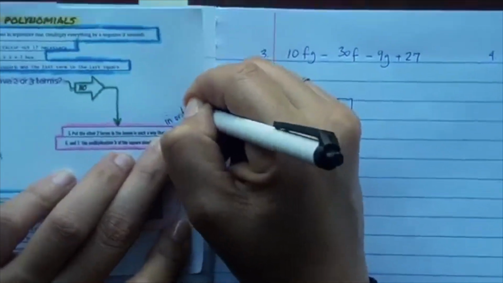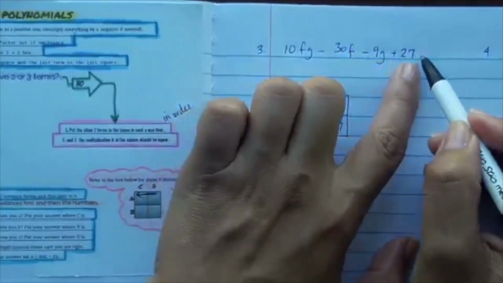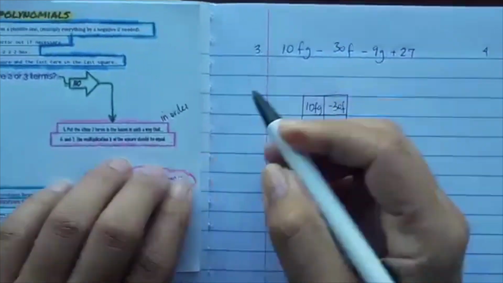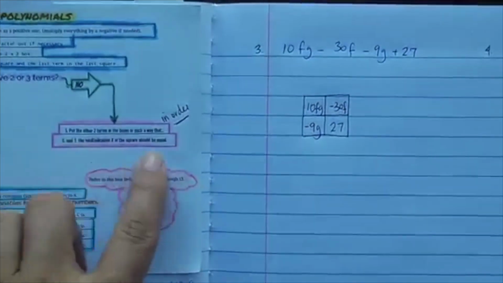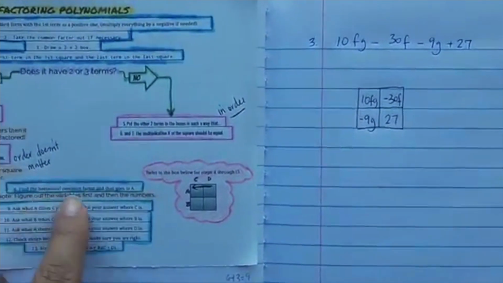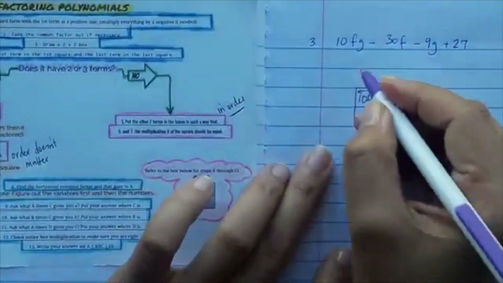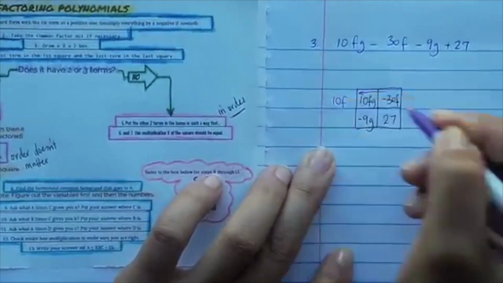So go ahead and write down in order. And so it has to go negative 10FG, then negative 30F, and then negative 9G, and then positive 27. It has to be in order if there are 4 terms. And then it's pretty much the same thing that we just did. So take out the horizontal common factor. I see an F in both, and I see a 10 in both.